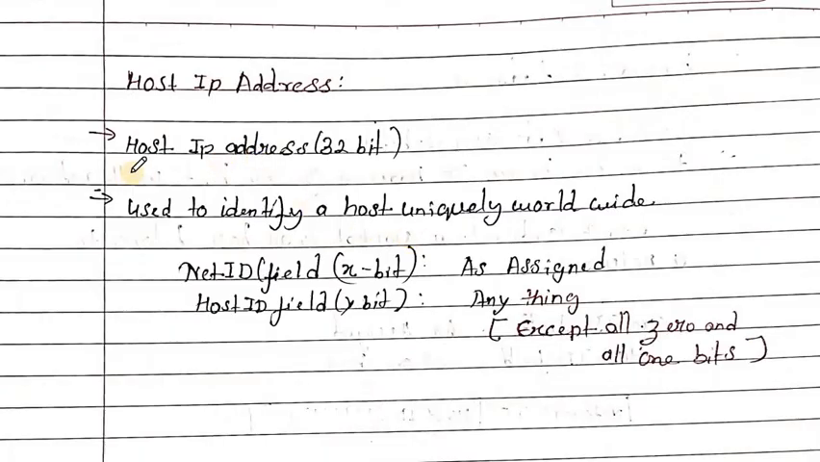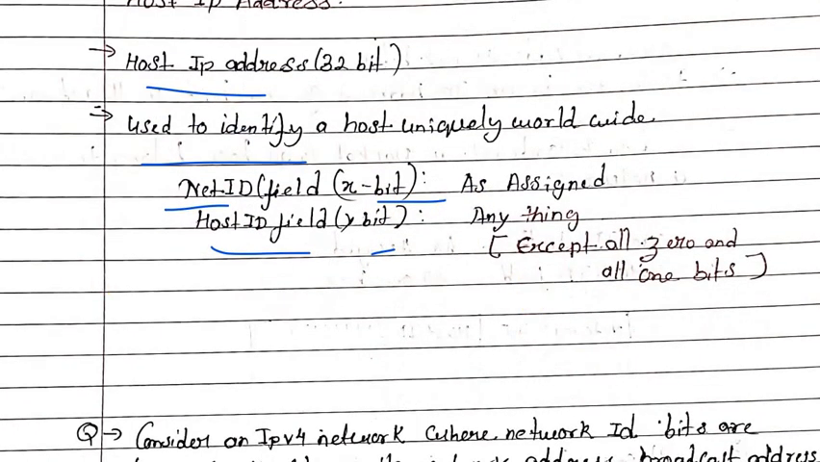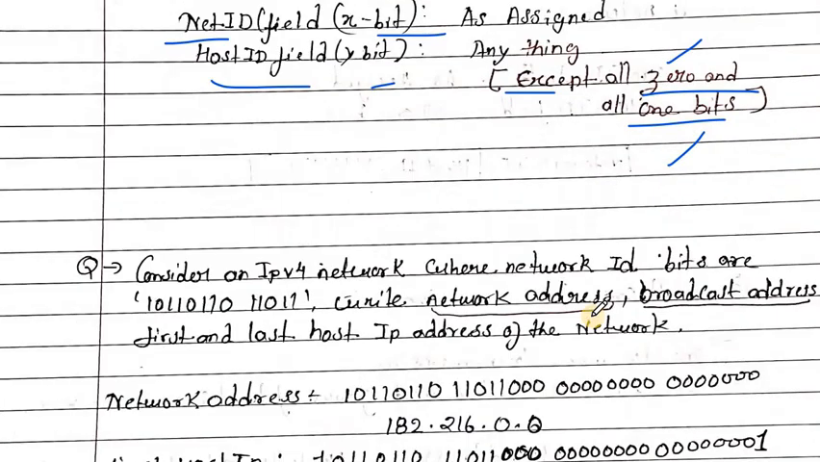So the host IP address is 32-bit, used to identify the host uniquely worldwide. As you see, there is a network ID of X bits and a host ID of Y bits. The host ID can be anything except all zeros and all 1 bits. Except these two strings, the host ID must not be all zeros or all ones.